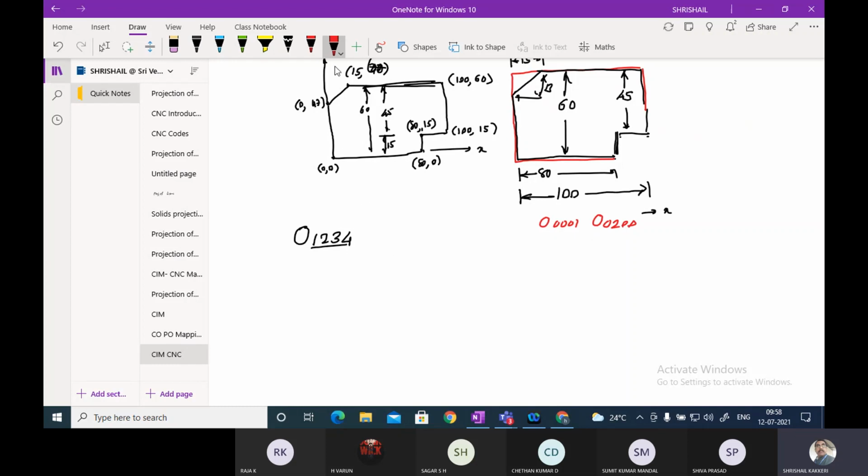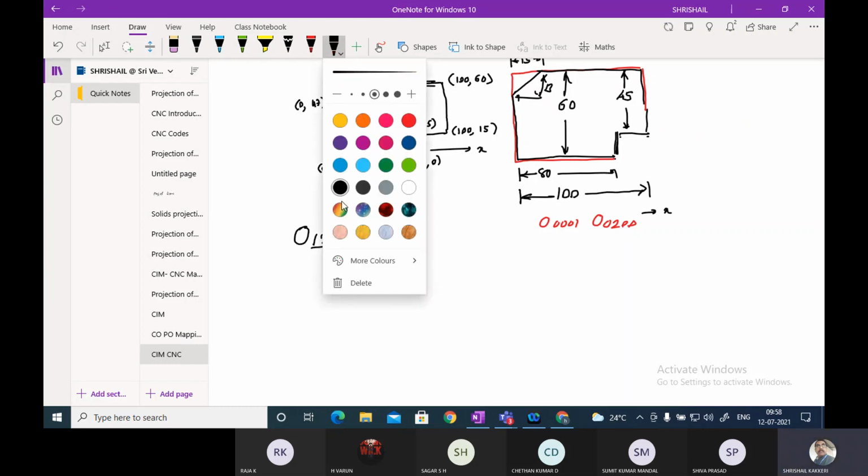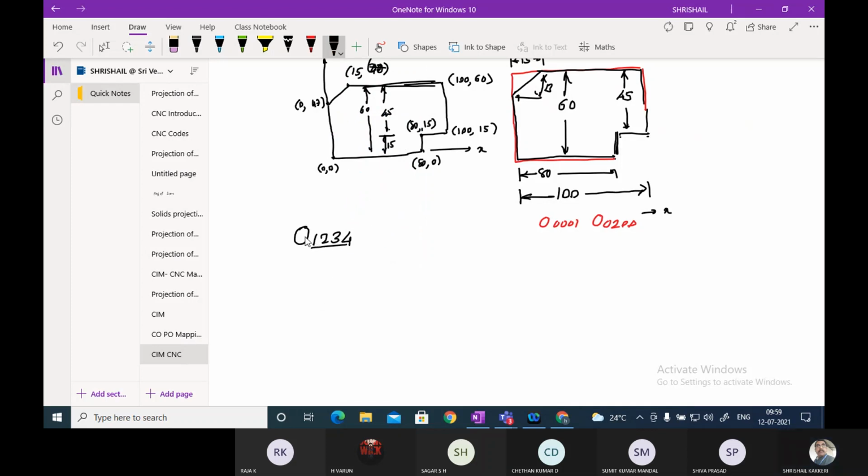Now billet size. We are going to take billet size. We can mention it or you can leave it also, no problem.